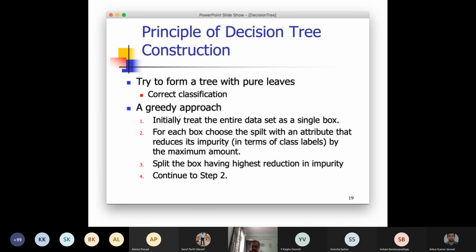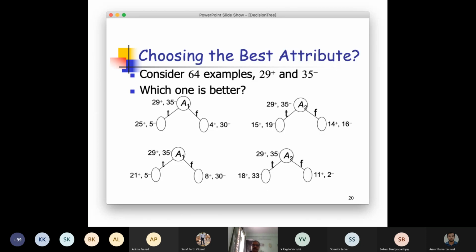So you should continue till all nodes are pure, or to a great extent they are pure, right? Then you stop when all boxes are pure. So any question? Let me give this example and then I can take your question.